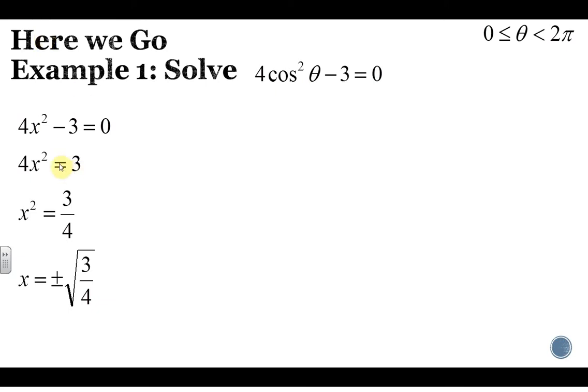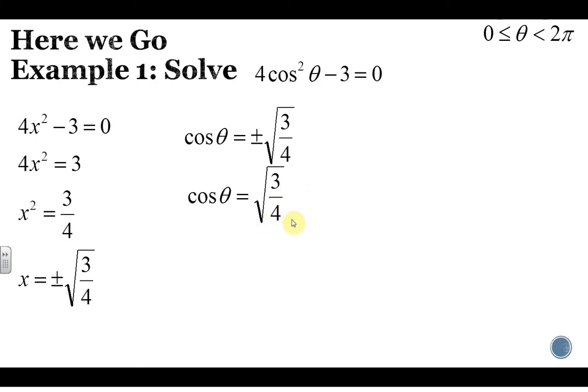So all we did is replace cosine with x, and then we solved that equation by adding 3, dividing by 4, and taking the square root. So now I have that x is equivalent to plus and minus the square root of 3/4. Now we have to remember that we were actually dealing with trig, so we pop cosine theta back in. So cosine of theta is positive or negative the square root of 3/4. Well, we can simplify that.